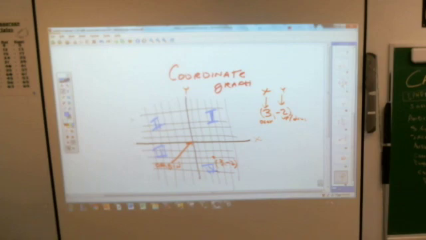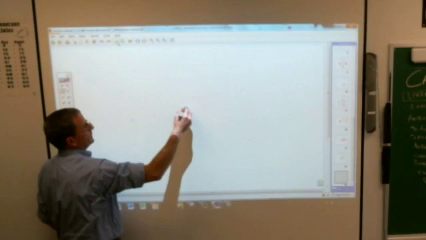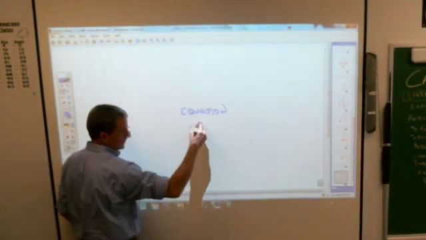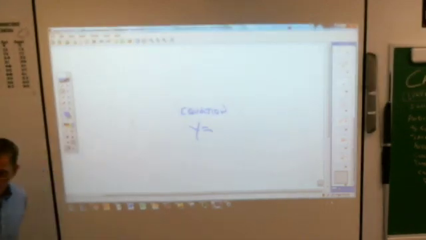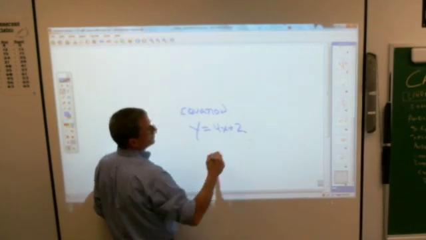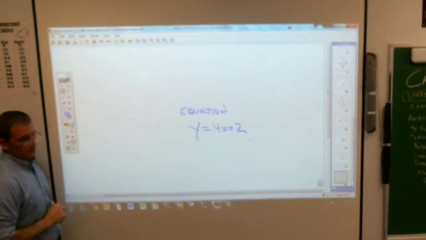What kind of things do they ask? Here's what they ask. They're going to give you an equation, and you'll remember this because this is a linear equation. We talked about these last year, did we not? Y equals 4x plus 2. Do you remember what we did to graph that?